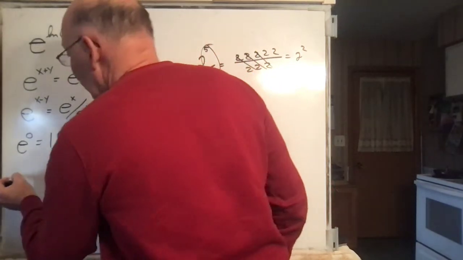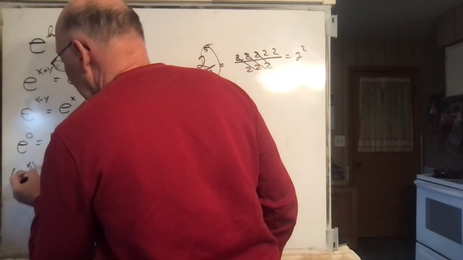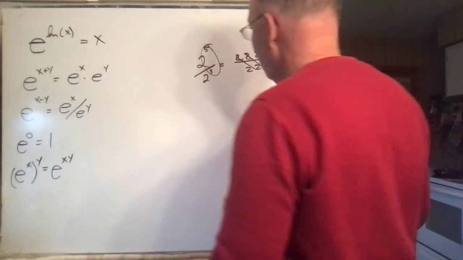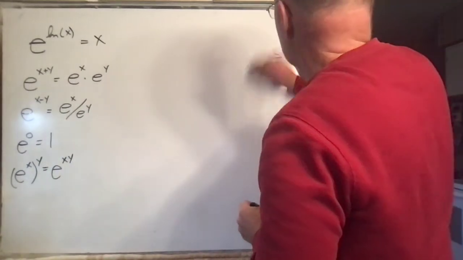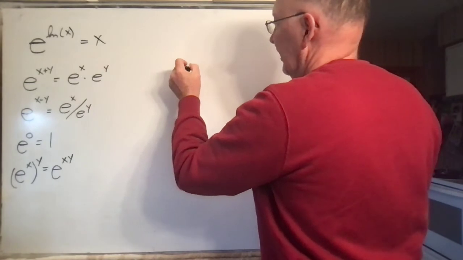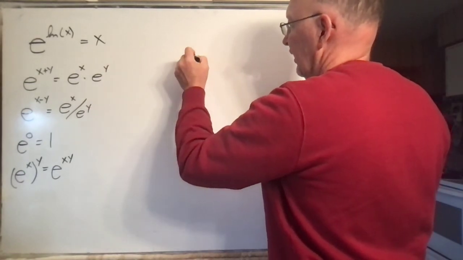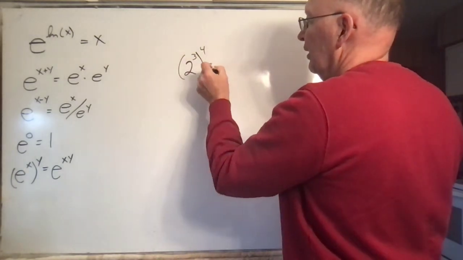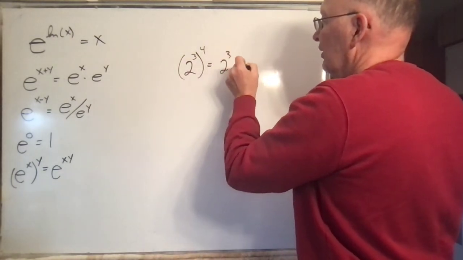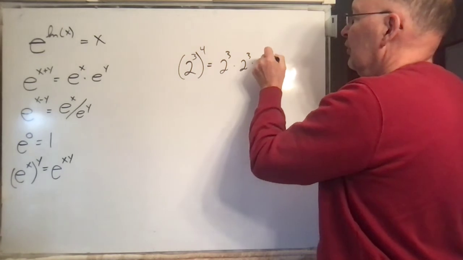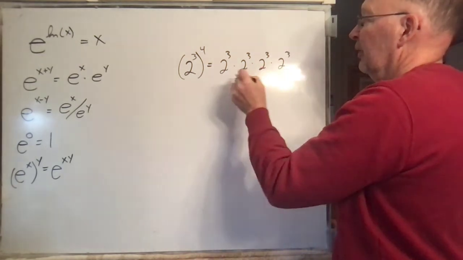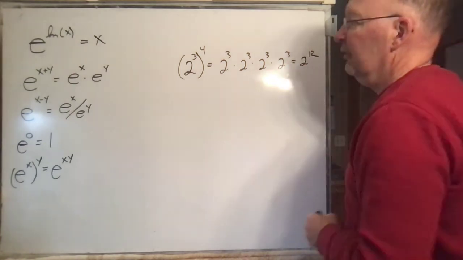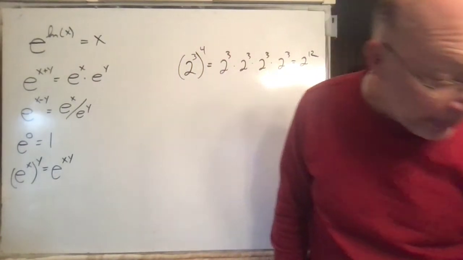e to the x, to the y power, is equal to e to the x times y. And again, just apply it to something that makes more sense to you. If I take 2 cubed all to the fourth power, what does that mean? That means I have 2 cubed times 2 cubed times 2 cubed times 2 cubed. So I have 3 of them here, 3 here, 3 here, 3 here. I'm going to get 2 to the 12th. So I just multiply those together.